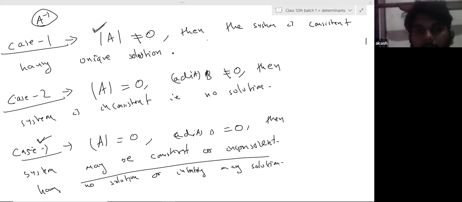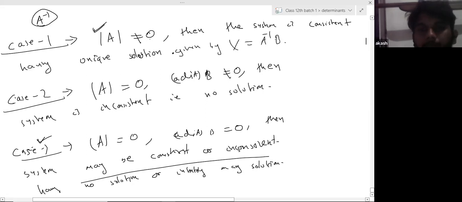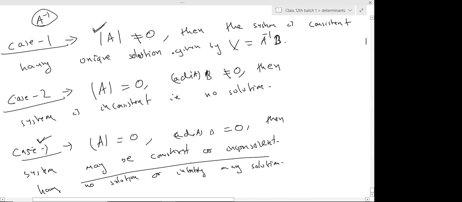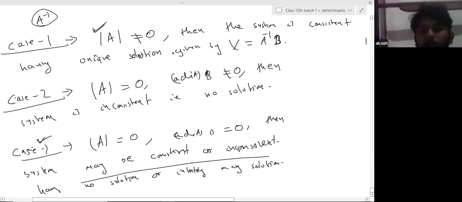Write another line in your solution given by X equals A inverse B. Done, everyone? Done, sir.